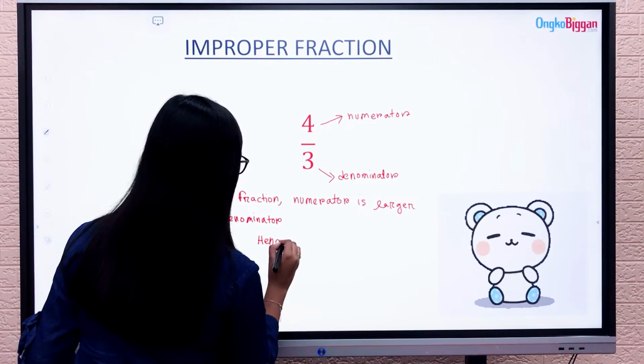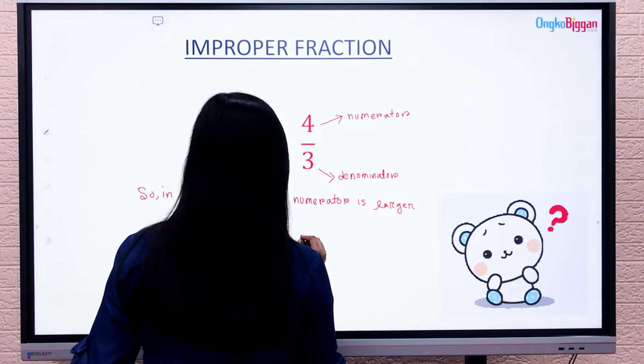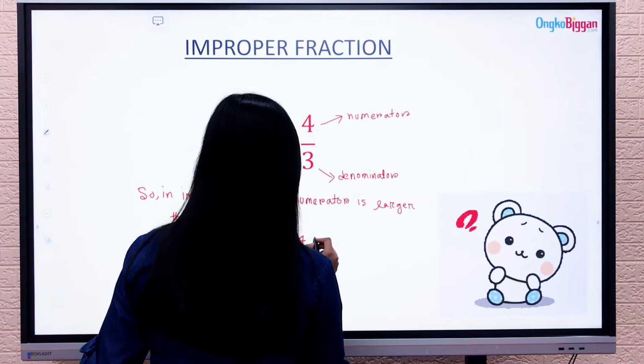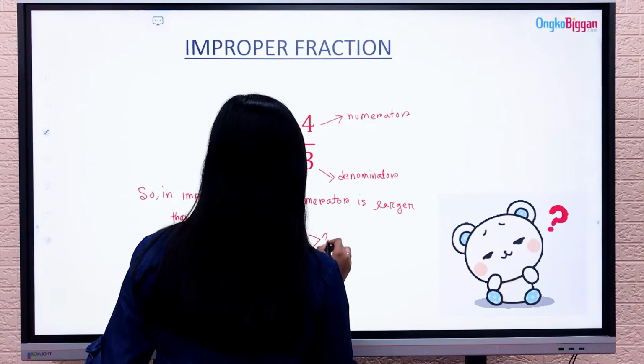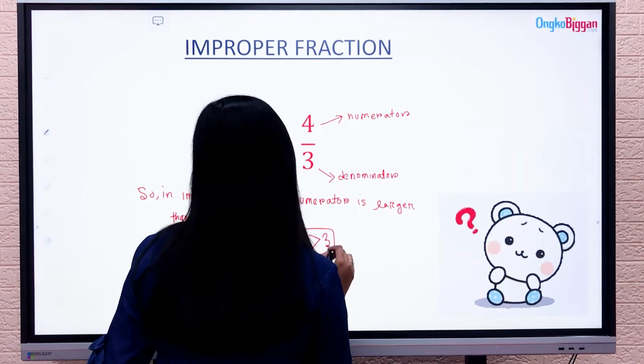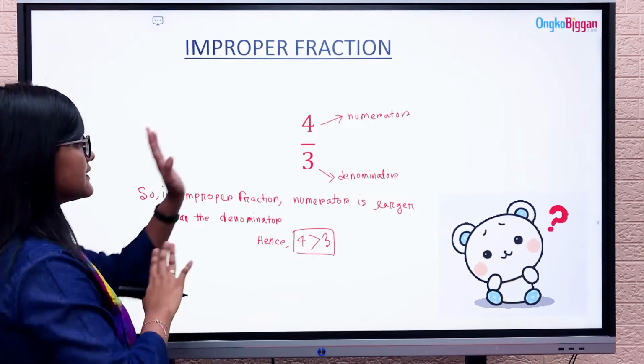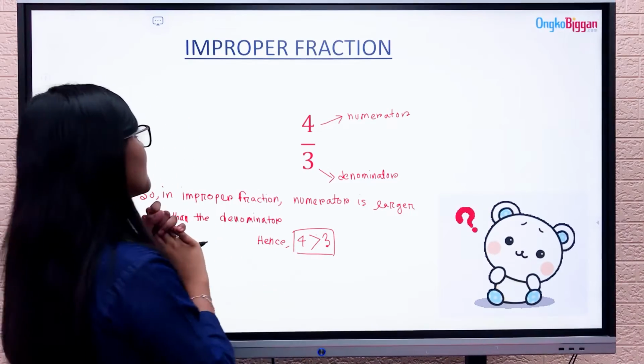Hence 4. Okay, so 4 is greater than 3. Thus this fraction is termed as an improper fraction.